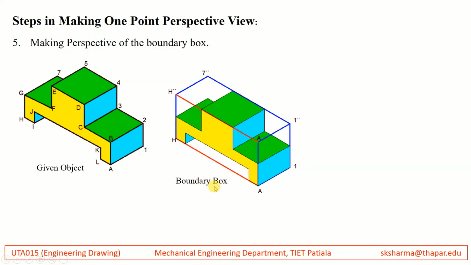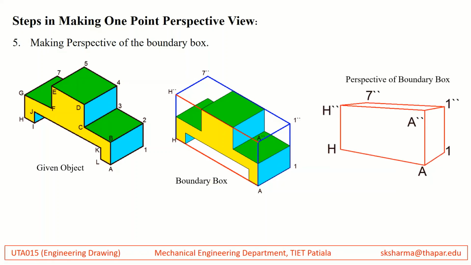So the perspective of this boundary box should look like this. Now just for the sake of identification, I am naming this vertex as A double dash, this as H double dash, this as 7 double dash, and this as 1 double dash. So the perspective view of the boundary box looks like this. Now let us switch over to AutoCAD to see how to make the perspective view of this bounding box in AutoCAD.